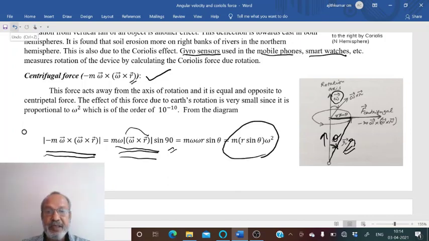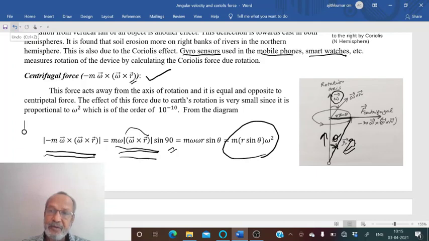m r omega square is the formula for centripetal force, and it is towards the center, and it is required for any kind of circular motion. The direction of this centrifugal force is away from the center, so it is opposite to centripetal force. That can be understood in the following way.